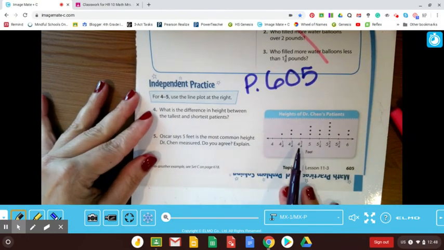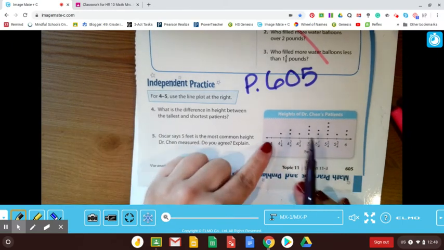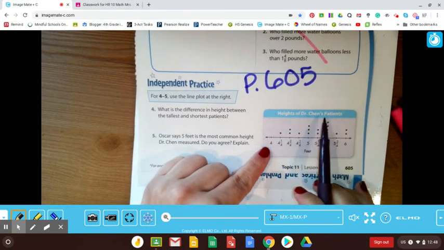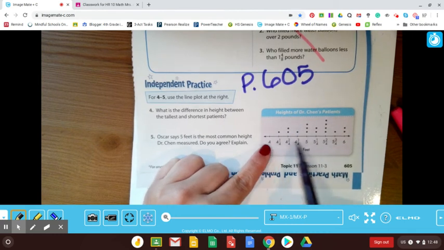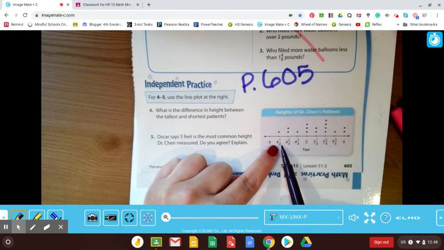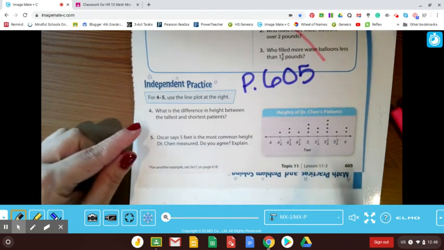We're using the line plot. I want to get a sense of my line plot. So I look at it. Oh, height of Dr. Chen's patients. Okay, he's measuring their height. It's in feet. So this is the shortest patient, and 6 feet is, I guess, the tallest patient that he has. 6 feet is pretty tall.